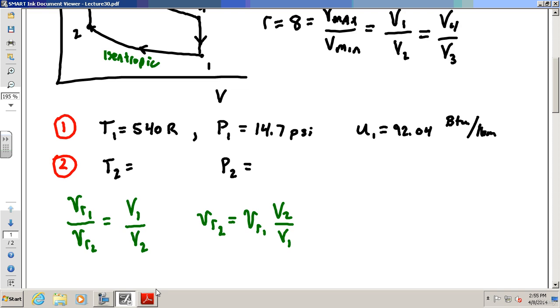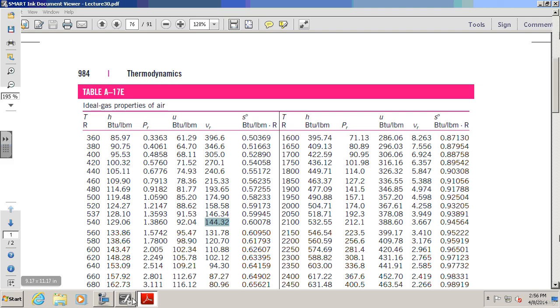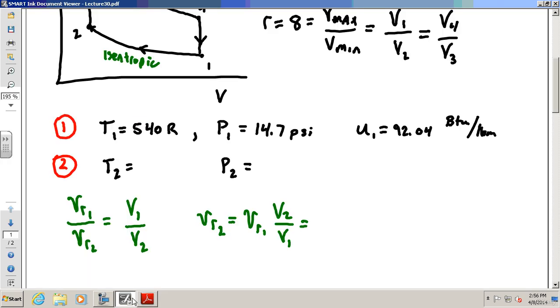Anybody have an idea how to find VR1? I've highlighted it. All right? You use 540 Rankine, and you got the VR1 there as 144.32. So what you do is you write this. You go, oh, well, this is 144.32 times 1/8. Oh, well, that's not bad. I can do that. And you get 18.04.